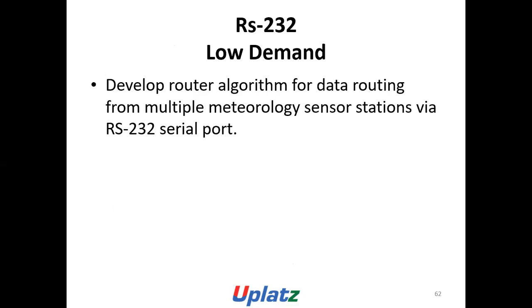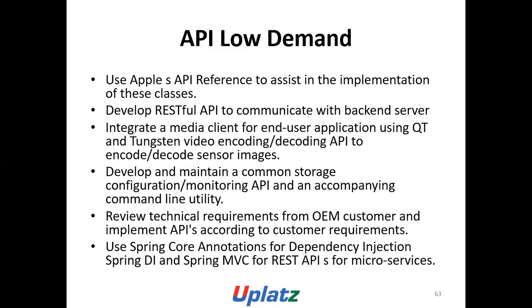RS232 is a low demand skill. Develop router algorithm for data routing from multiple meteorology sensor stations via RS232 serial port. API is a low demand skill for embedded system engineer. Use Apple's API reference to assist in the implementation of these classes.